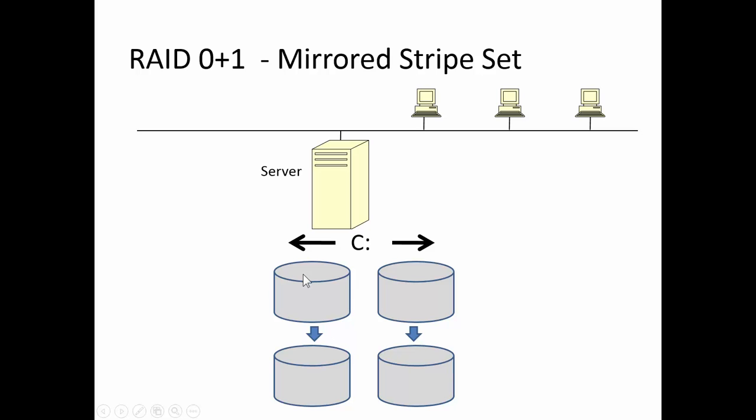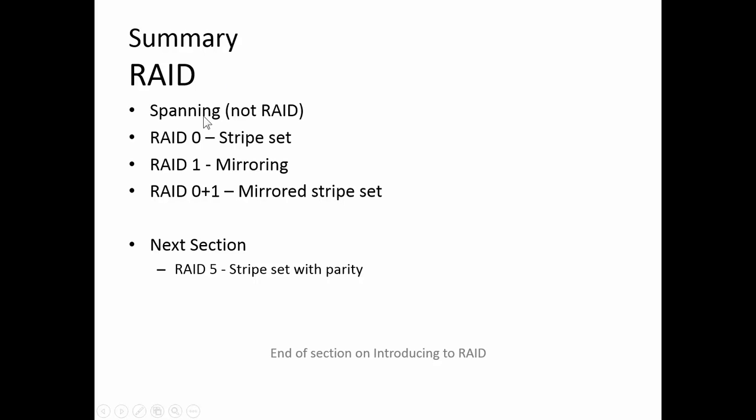We started out with just 1 hard disk, and now we have 4 hard disks. That's why RAID 0 plus 1 is kind of an expensive way to go. So we've got spanning, which is not RAID at all, and then we have RAID level 0, which is a stripe set, RAID level 1, which is mirroring, RAID level 0 plus 1, which is a mirrored stripe set. And in the next section, we will discuss RAID level 5, which is a stripe set with parity. And this concludes our section introducing RAID.